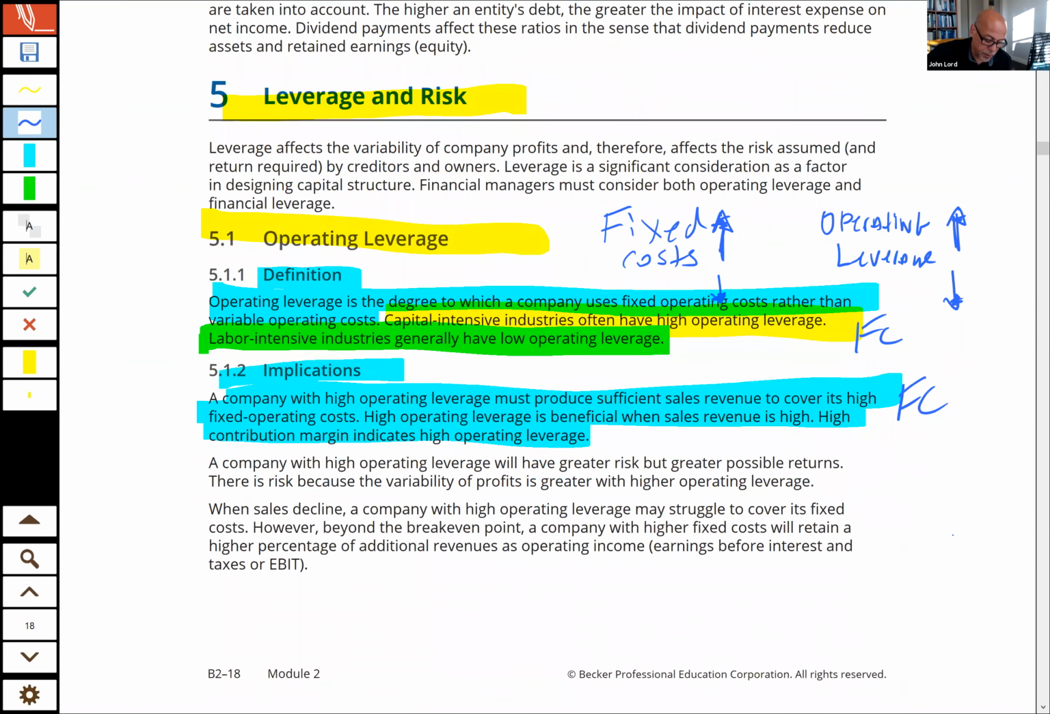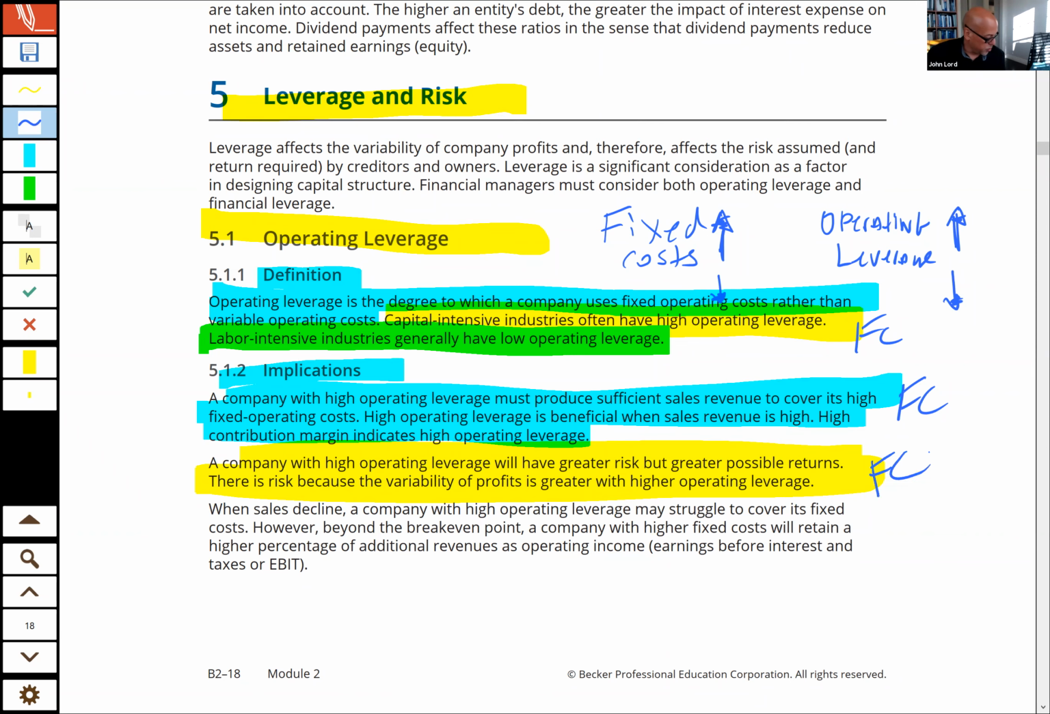Now, a company with a high operating leverage will have greater risk, but also greater returns. There's risk because the variability of profit is greater with higher operating leverage. In other words, you can be in a loss situation down here if you're not generating enough sales. And then once you get over that hurdle, at first it's pretty slow in terms of your profitability, and then it's going to go up as your sales go up, although it'll probably be linear.